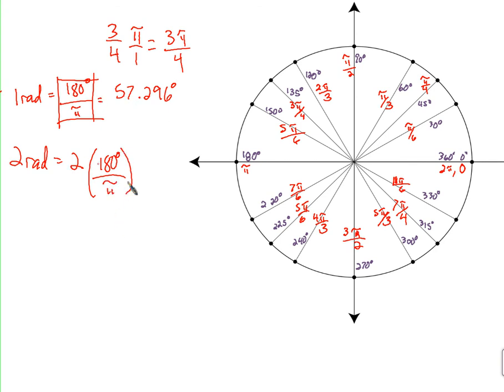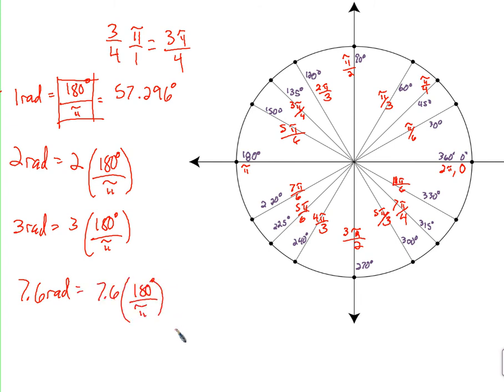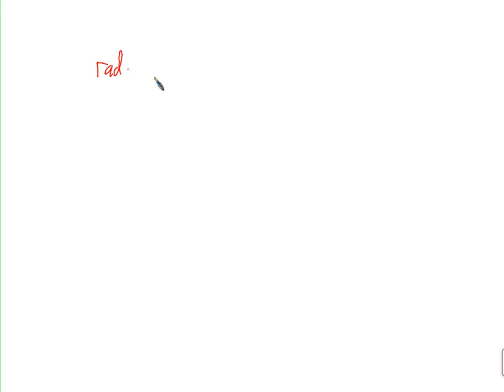If 1 radian is this many, then 2 radians is twice as many, and 3 radians is 3 times as many. And what about 7.6 radians? Well, it's 1, 2, 3, 4, 5, 6, 7, and 0.6 of this. So that's just the same as 7.6 times 180 over pi. That's how many degrees it is. So in general, if we had some radians, we would multiply it by 180 over pi, and that would give us the degrees.